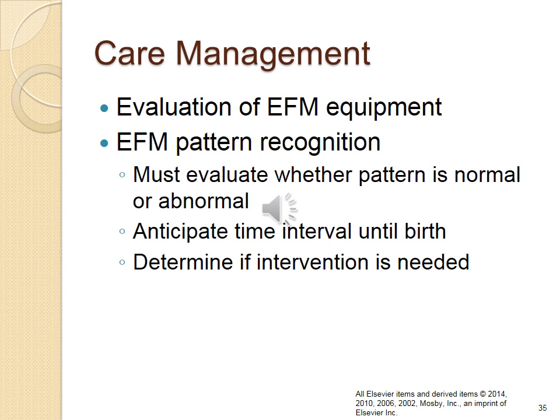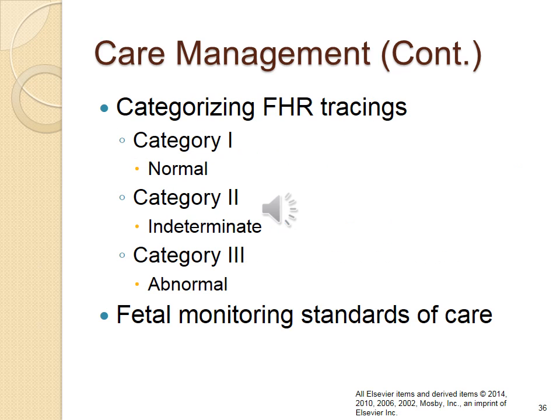Evaluation of the electronic fetal monitoring equipment. We want to evaluate the pattern recognition, must evaluate whether the pattern is normal or abnormal, anticipate time interval until birth, and determine if intervention is needed. So when you're monitoring fetal heart rate tracings, there are 3 categories. Category 1 is normal, Category 2 is indeterminate, and Category 3 is abnormal. And there are fetal monitoring standards of care that nurses who monitor these fetal heart rate tracings are trained in and have to abide by.